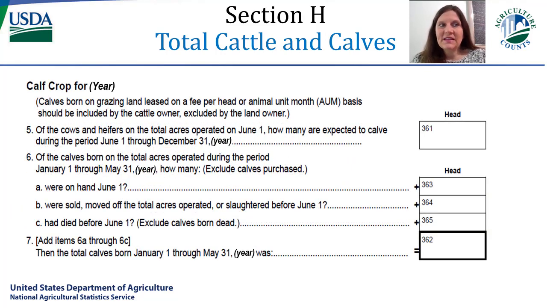The final questions in the cattle section deal with calf crop. First, we ask how many cows and heifers are expected to calve during the last half of the year. Then we ask about the number of calves born. This number is broken up into 3 categories: number on hand, number moved off, and the number that had died. The total of these 3 items will be the current calf crop for the period January 1 through May 31st.